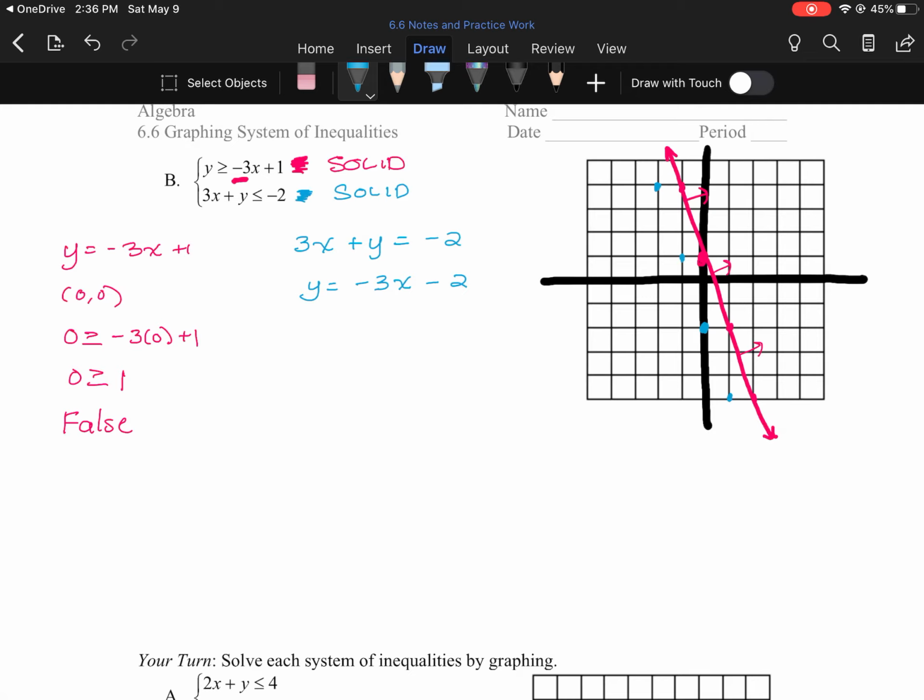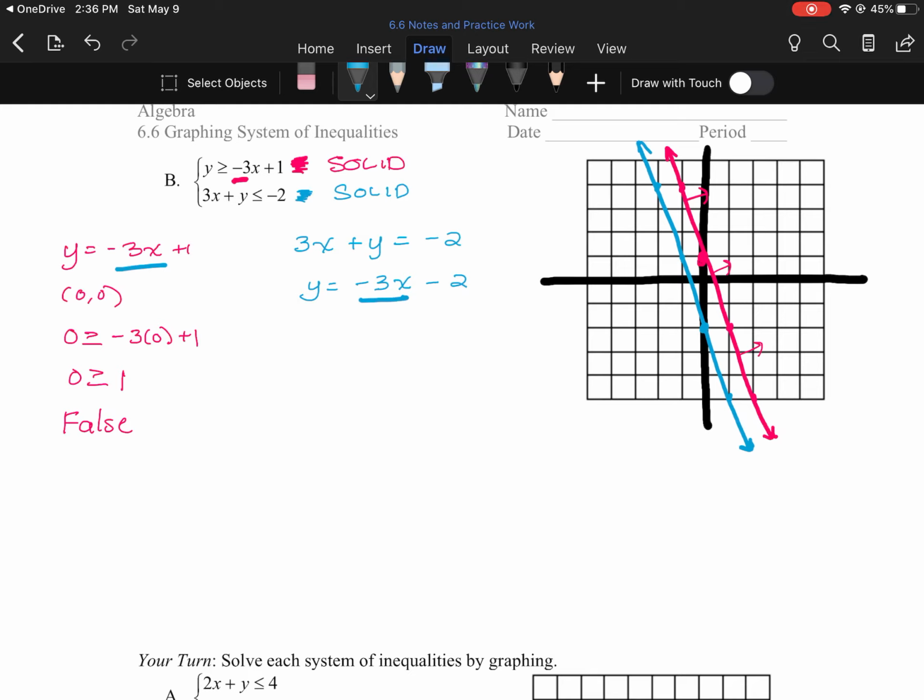Now, if you notice, my two lines are parallel, which you may have noticed all the way back here since they have the same slope. For systems of inequalities, we cannot automatically say that it is no solution. Because remember, it's the shaded region, so we need to see where this is going to be shaded. If it's going to be shaded the same direction as the other one, we will have points that will make both of them true. So let's test.